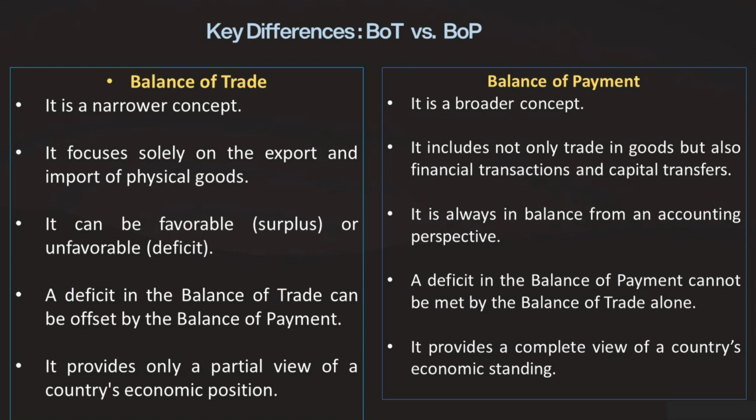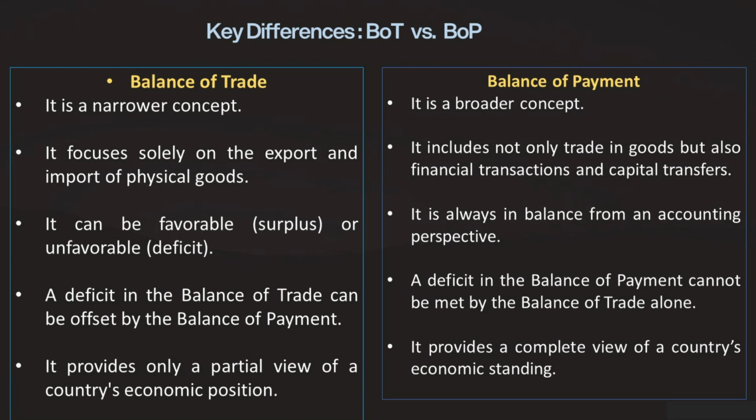A deficit in the balance of trade can be offset by the balance of payment. If a country incurs some kind of deficit in the balance of trade, it must be offset by the balance of payment. But the reverse is not true. A deficit in the balance of payment cannot be met by the balance of trade alone.